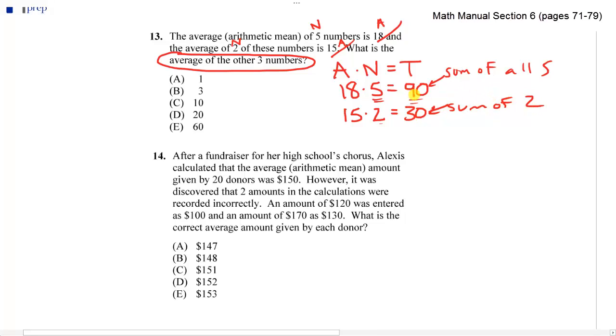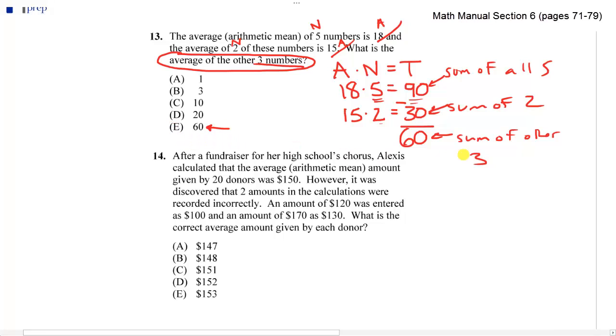Well, if 90 is the sum of all 5, and 30 is the sum of 2 of them, and I'm trying to figure out something about the other 3 numbers, the first thing I would probably want to do is take this 30 away from this 90, and I'm going to get 60, and that will be the sum of the other 3. And of course, 60 is right here in the answer choices, so we should go ahead and circle it. Correct? No, incorrect. That is not correct. Don't do that.